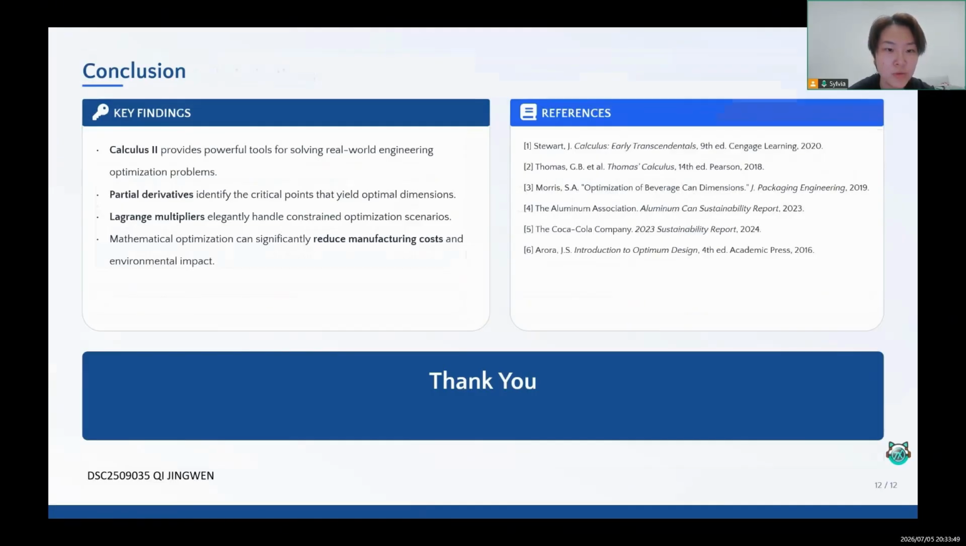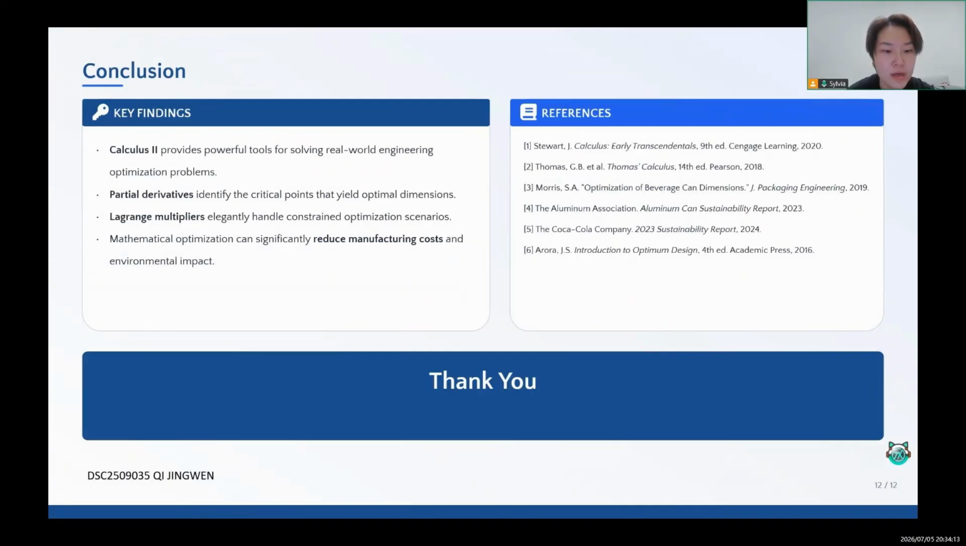Our study brings two big benefits. Lower production costs, more environmentally friendly. Manufacturing real cans are not exactly the same as our ideal design, but our data gives factories a clear standard to calculate extra material cost.